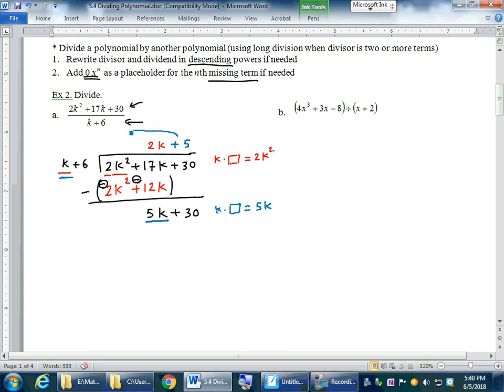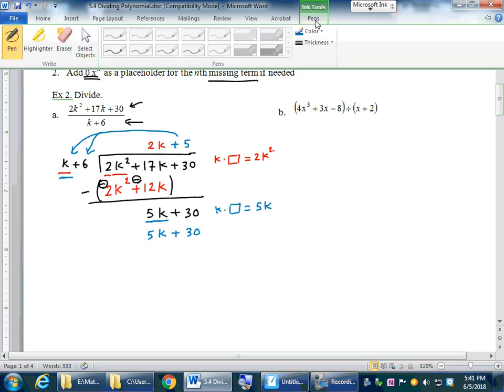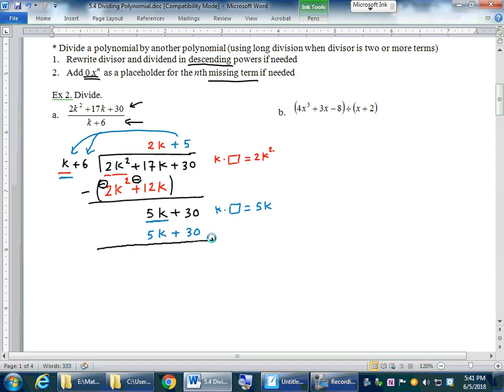After that, like before, I distribute it into both of them, so this will become 5k plus 30. And after we multiply it out, we subtract. Remember, when you subtract, this negative is going to be distributed, so negative times positive is negative, and negative times this positive will become negative. So finally, when we do the operations, 5k minus 5k is 0, and positive 30 minus 30 is also 0, so my remainder is 0 in this case. My final answer will be 2k plus 5.